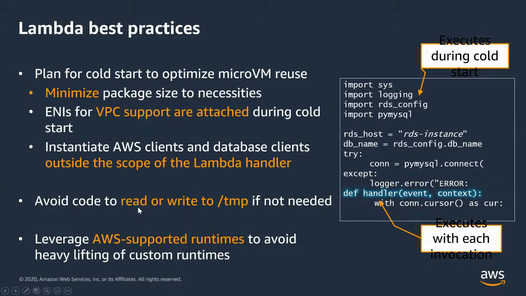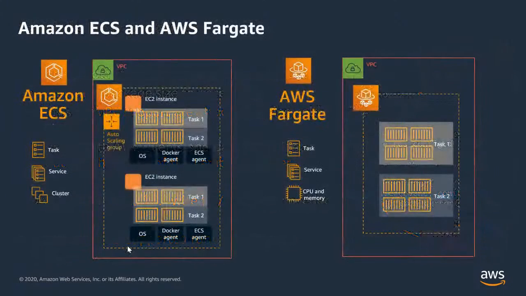So as much as possible, avoid code to read or write to temp if it's not needed. But this is useful if you want to just share a certain resource across the requests, but try to minimize that. And then as much as possible, if you leverage the AWS supported runtimes, then you're in good hands, because it's been optimized for Lambdas directly. And this also supports the whole security maxim, right? The idea is that AWS has vetted this runtime, so I don't have to worry about the security aspects of my code, or the environment where it's running.